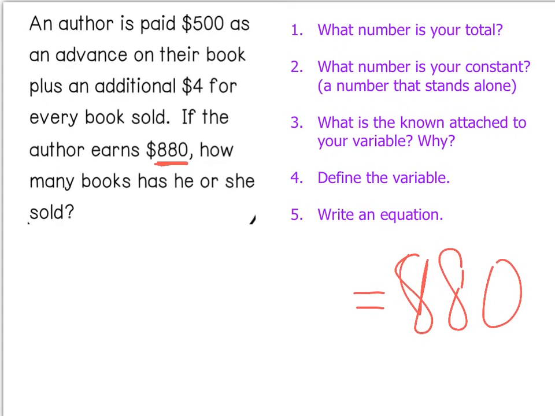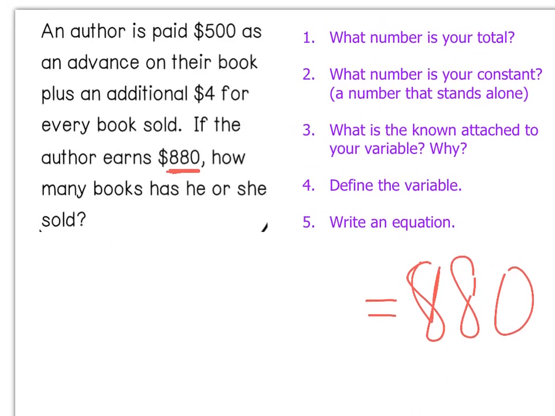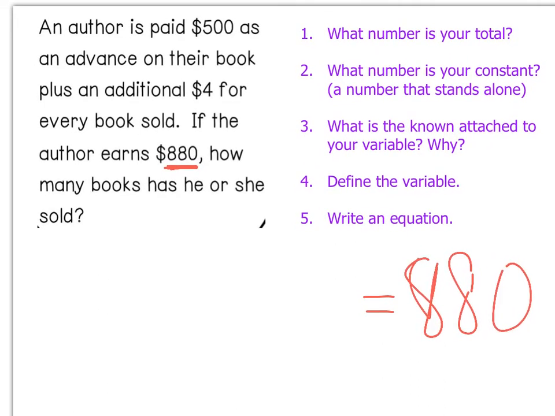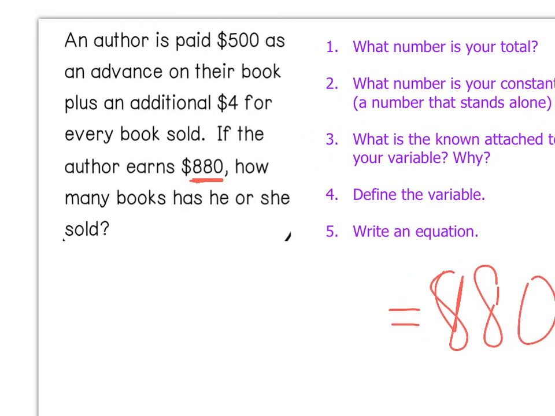All right, now to go back, let's find out what number is our constant. So what are we adding or subtracting by? So it says the author is paid $500 as an advance on their book plus an additional $4 for every book. So our constant, what you are adding or subtracting by in this problem, is 500. I'm going to fill that in on the bottom as well.